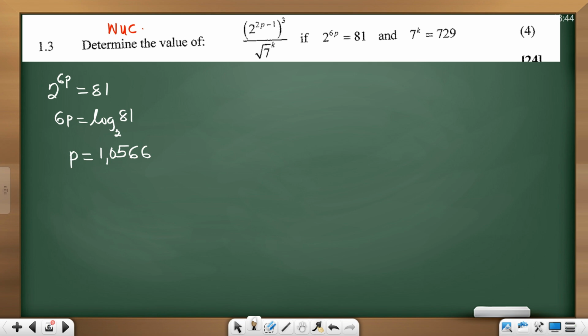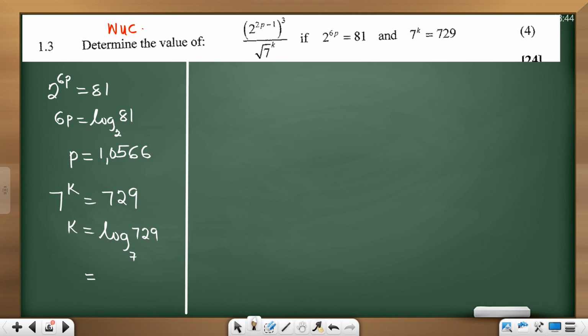Okay. Then for k, 7 to the power k equals what? 729. So k will be equal to what? Log of base 7, 729. What will that give us? Let's get an answer for k. 3.38745. All right, so let's just put it back in now.